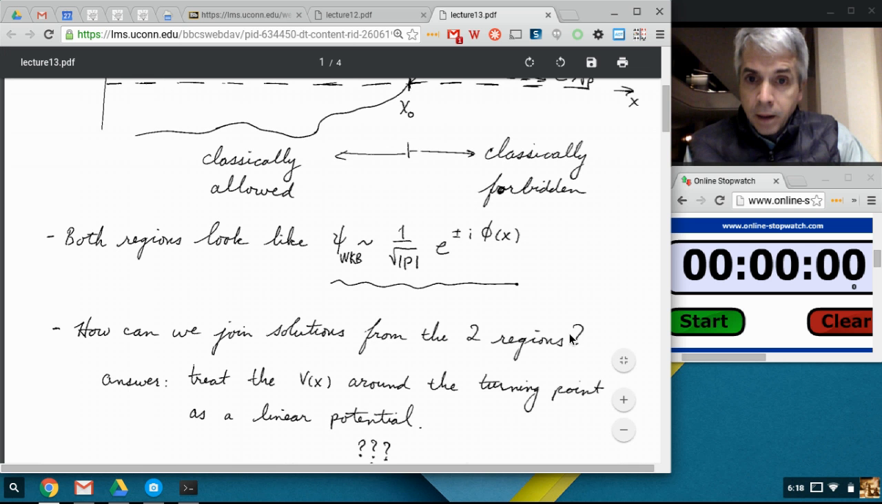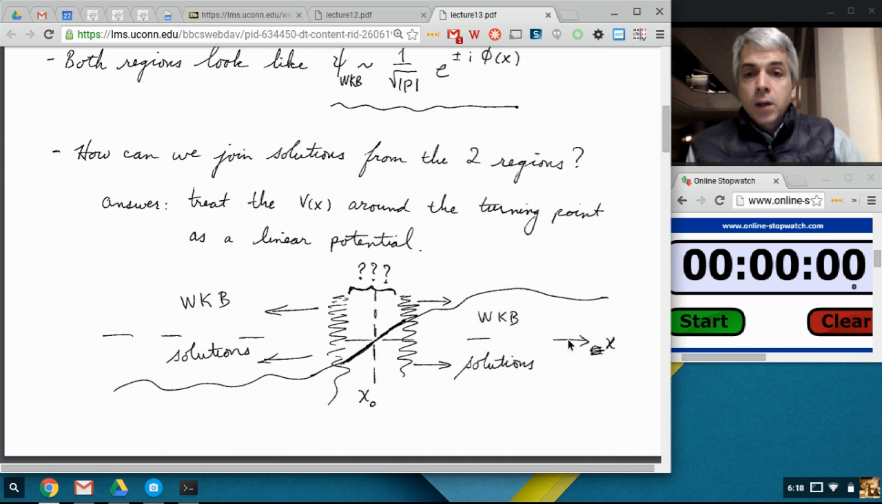Now here, we're confronted with a problem. We have solutions on the left and right, but in quantum mechanics, we don't know what the overall global solution is until we know the rules for matching them at the boundaries where they touch.